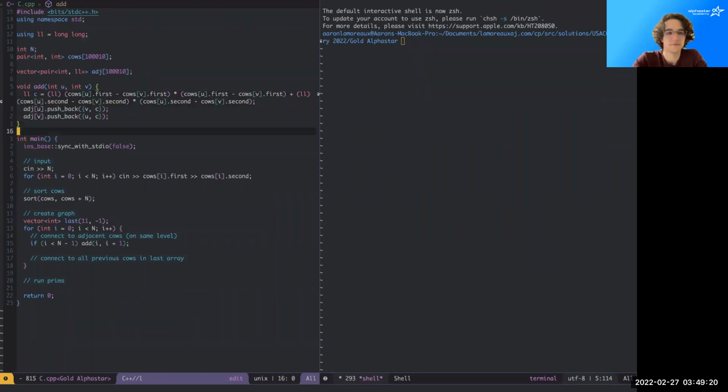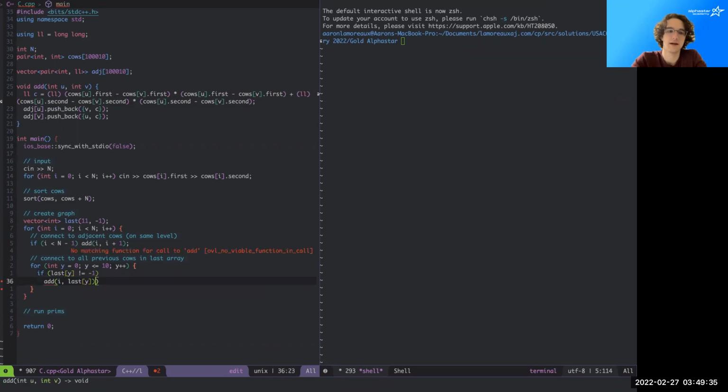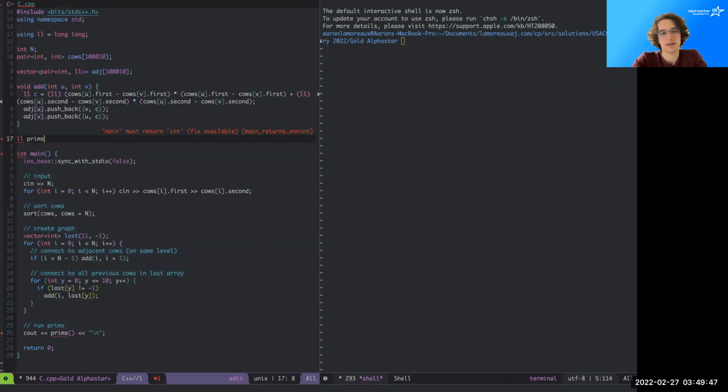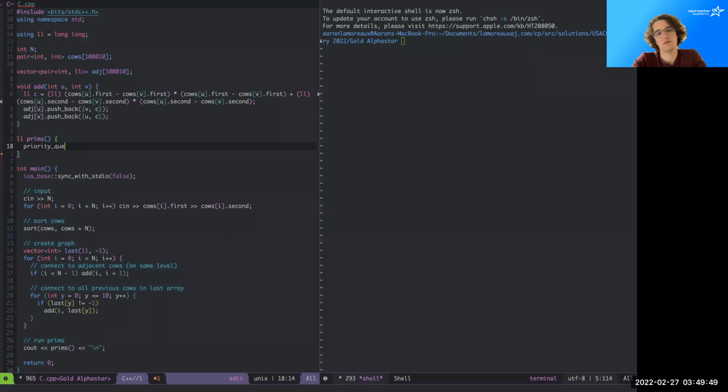We'll add the edge. So now we just need to loop over all the y's. If y is not equal to -1, last is not equal to -1, we'll add the edge from i to last of y. And then here we can run Prim's. Prim's is a pretty standard algorithm. It looks a lot like Dijkstra's. So if you've seen Dijkstra's, the code is almost identical except for one minor change.